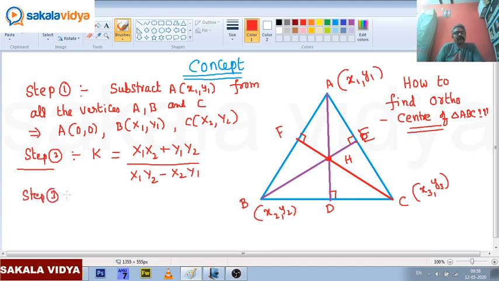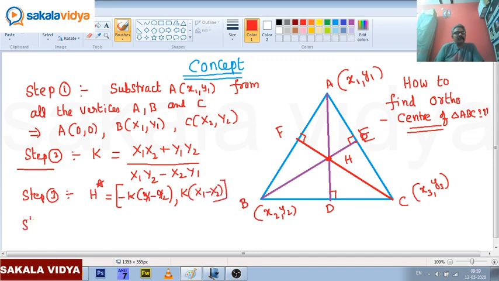Now step 3. What does step 3 mean? Here you get the orthocenter, not the original one. Actually now we translated the point to (x1, y1), the new coordinates. H dash is given by minus K into (y1 minus y2), comma K times (x1 minus x2).